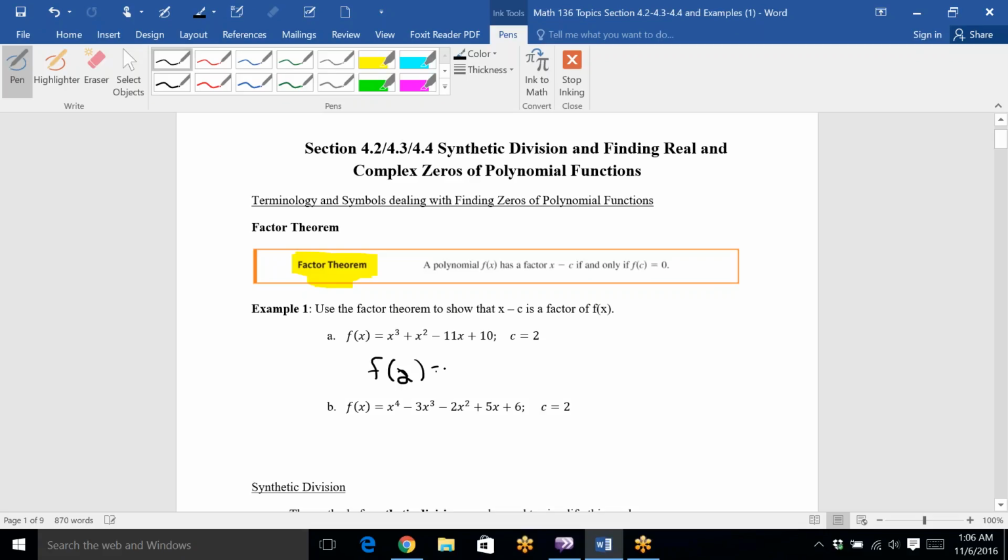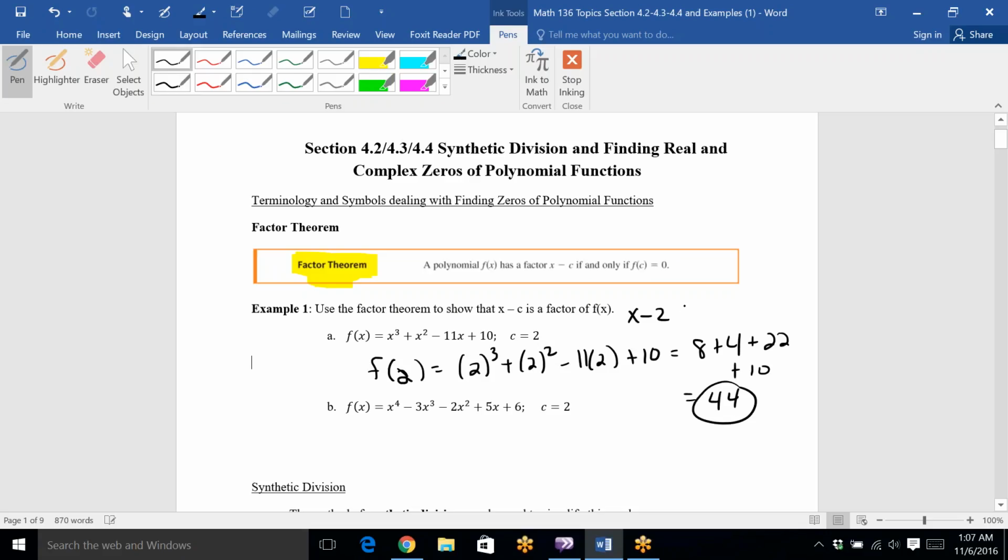So f of 2 equals 2 cubed plus 2 squared minus 11 times 2 plus 10. That is 8 plus 4 minus 22 plus 10. So that's a total of 22 and 22, so that would be 44. So this one is not a 0. So x minus 2 is not a factor. And then the other one, we're actually looking at x minus 2 again. So the number we plug into our function is 2, because that's where it's zero.